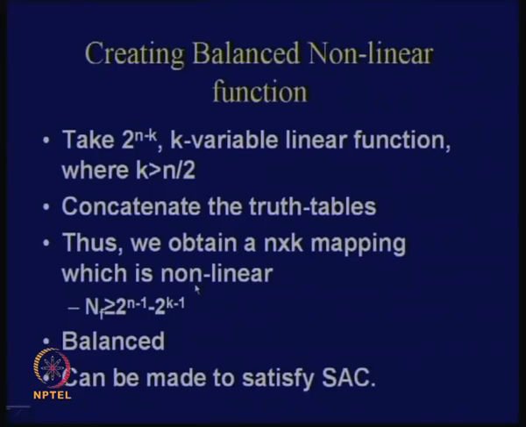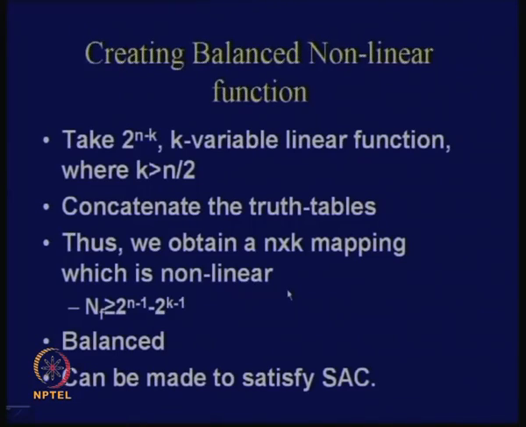Okay, so therefore, this is an idea which I've already told you. So what you can do is create balanced nonlinear functions. I'm not really going into this. What it just says is that you can take some linear functions and start concatenating them. So you can just see this, and you will obtain that if you take 2^(n-k) variable linear functions, where k is greater than n/2, and concatenate the linear truth tables, then you will obtain an n cross k mapping which is nonlinear.